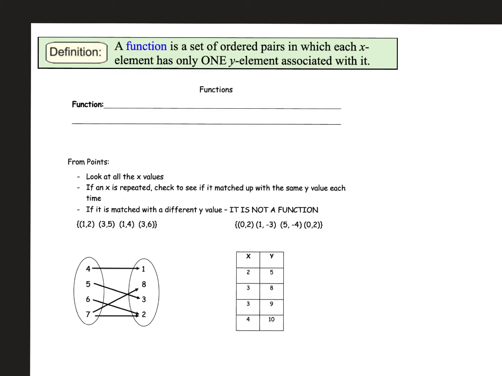So the official textbook definition, we have already covered: each individual x value has one y value basically associated with it.